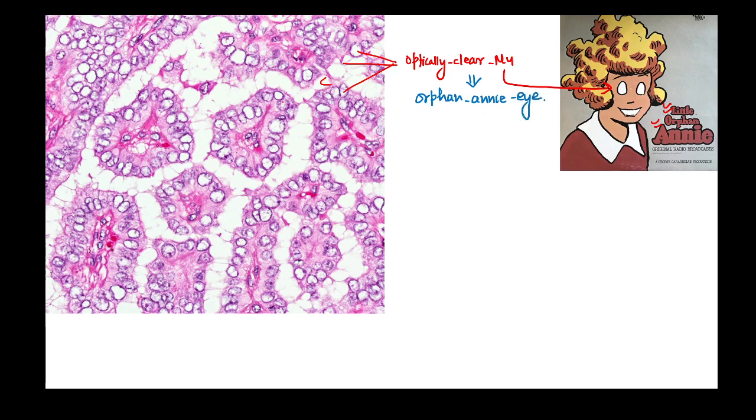Because there is no chromatin. You can see this is clear in this area. If you look where I'm pointing now, you can see the eye of the Orphan Annie cartoon character, it's clear. Same way the nucleus is clear here. You can see all the nuclei are having no chromatin. So this is called optically clear nuclei.